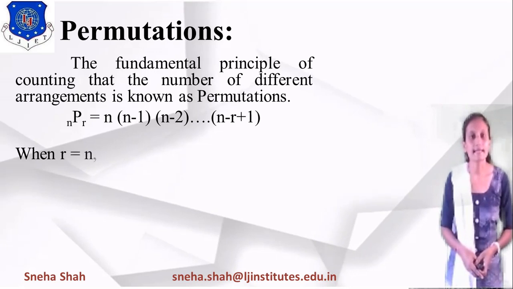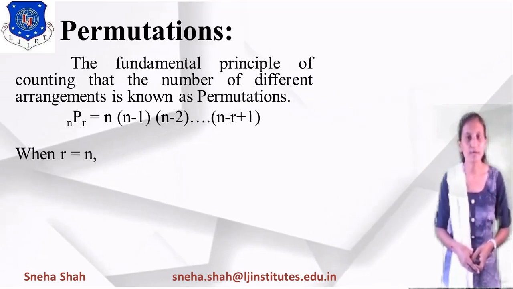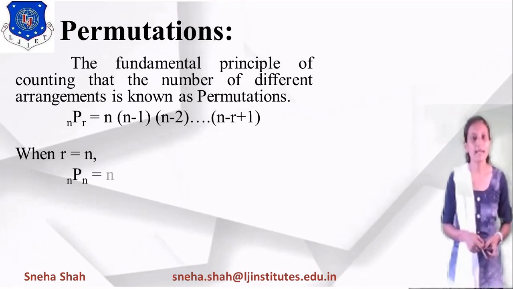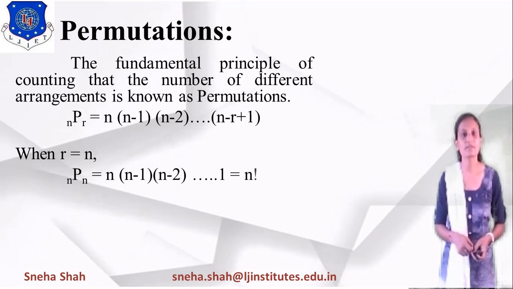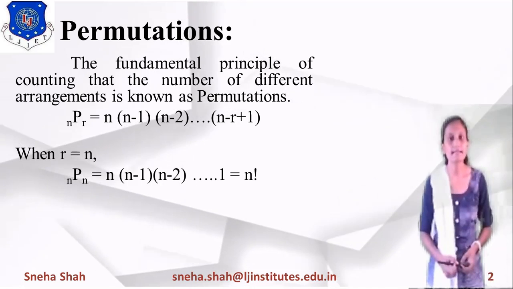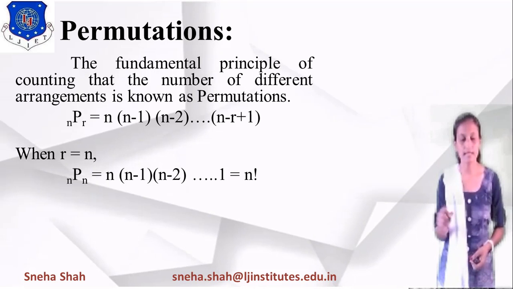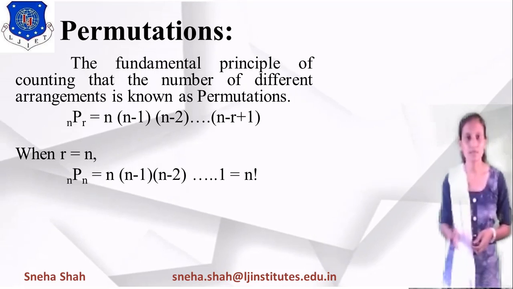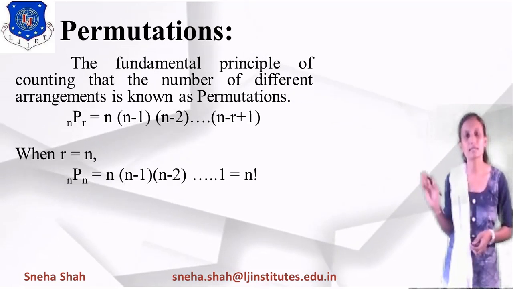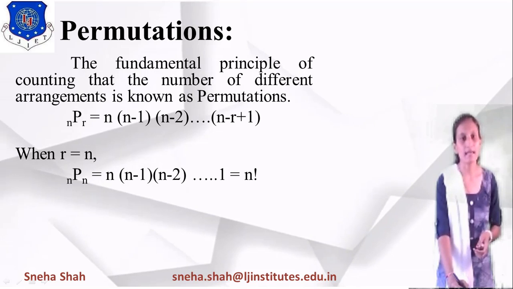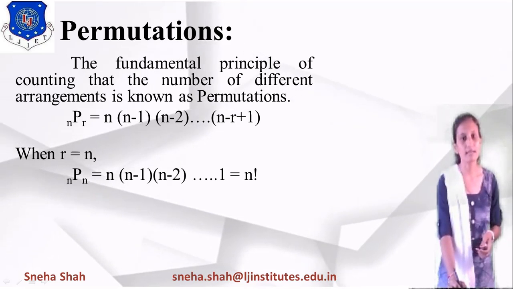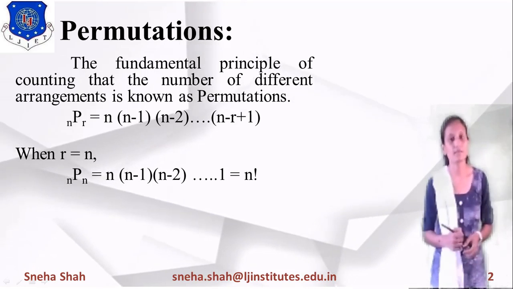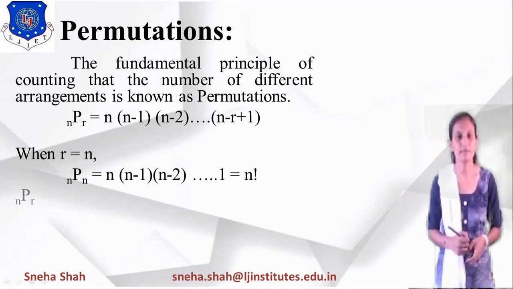Now if we take n equals r, if we take the values of r and n the same, then the term will be nPn, and instead of r we take n. So n minus n plus 1 is considered as 1. So the value will be nPn equals n into n minus 1 into n minus 2 up to the last term 1. You can see that this term n, n minus 1, n minus 2 up to 1 is considered as n factorial. So when r equals n in permutation, it is n factorial.